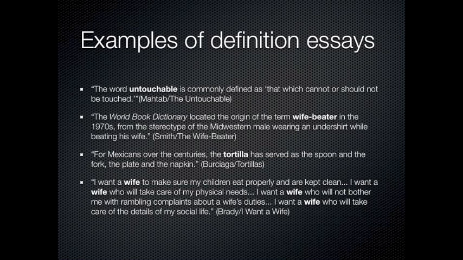The next example: for Mexicans over the centuries, the tortilla has served as the spoon and the fork, the plate, and the napkin. This example uses analogies to help the reader better understand the term tortilla. And for the last example: I want a wife to make sure my children eat properly and are kept clean. I want a wife who will take care of my physical needs. I want a wife who will not bother me with rambling complaints about a wife's duties. I want a wife who will take care of the details of my social life. This example uses enumerations to list several specific traits of what a wife does.